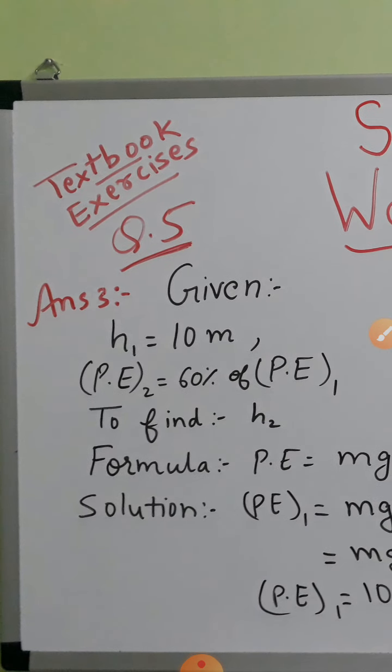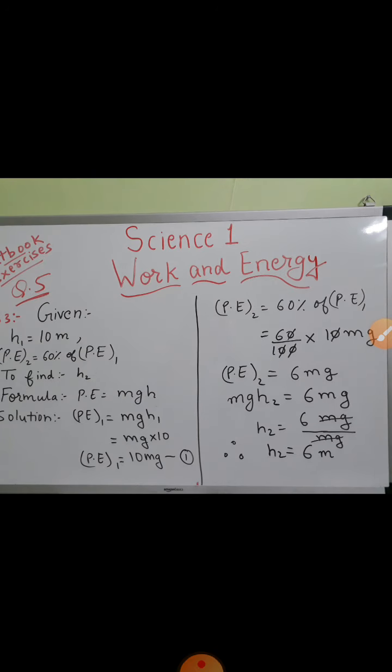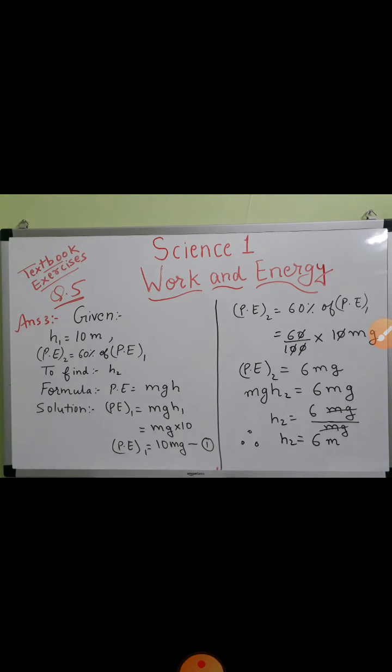So you have to find the height after reducing the energy. So that height is H2, which is equal to 6 meter. So at last you can write the answer like: the ball will bounce back at the height of 6 meter after reducing its energy by 40%.